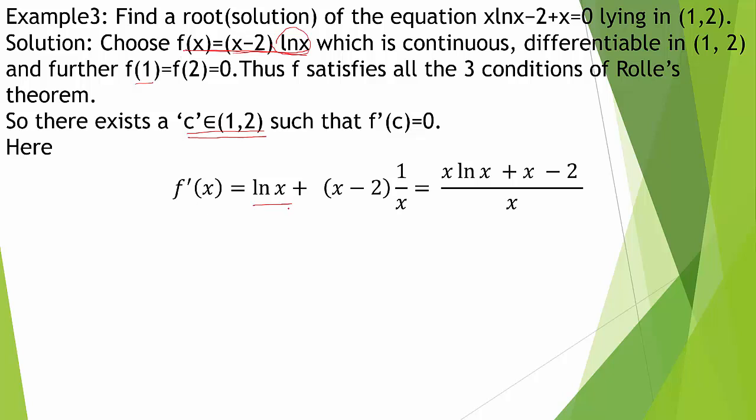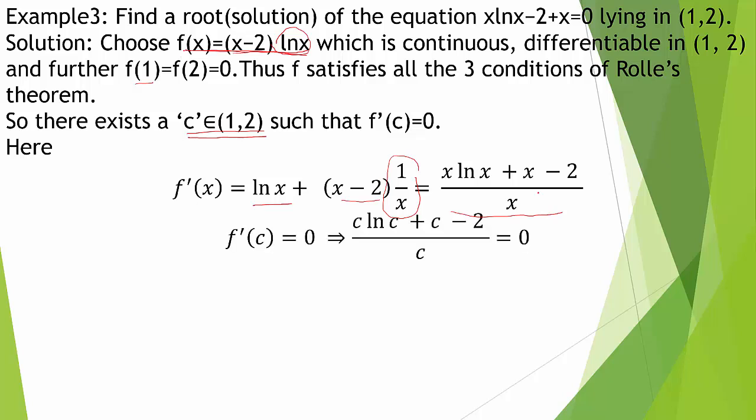Derivative of x minus 2 is 1 and ln x as it is, plus x minus 2 as it is, and derivative of log x is 1 by x. If I simplify this, I will get (x ln x plus x minus 2) divided by x. f dash x equal to this.